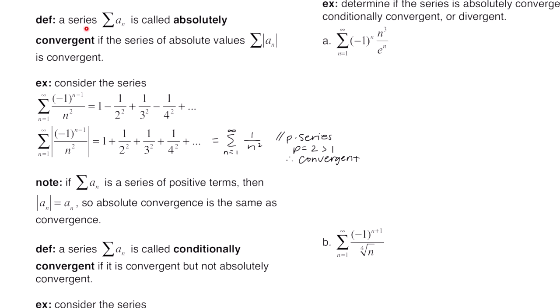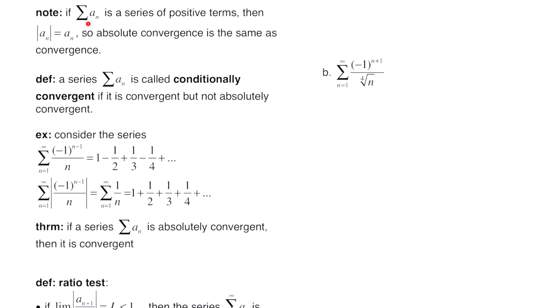So if we go back to this definition, since the series of absolute values is convergent, we would then say that this original series is absolutely convergent. This note says if your series a sub n is a series of positive terms, then when you take the absolute value of it, you still get the same series. So absolute convergence is the same as convergence.